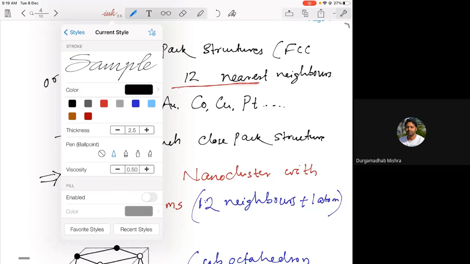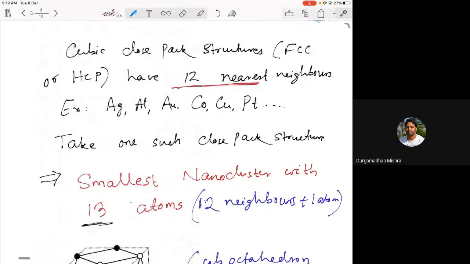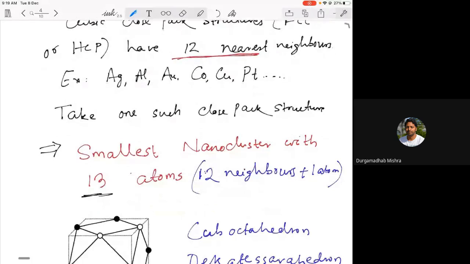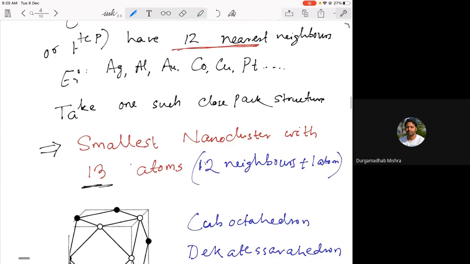So what we have is 13 atoms, so 12 neighbors plus one atom, which create a single lattice, and that will create the smallest nanocluster that can exist or is stable. Okay, which will also satisfy this close packing condition. So you take one unit cell, and you get the smallest cluster that is possible.